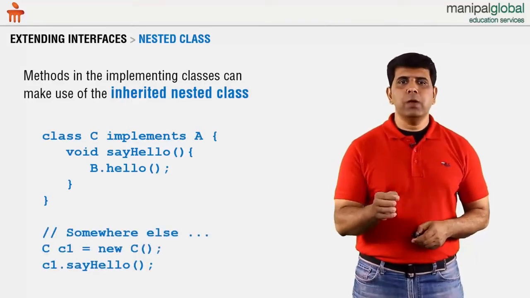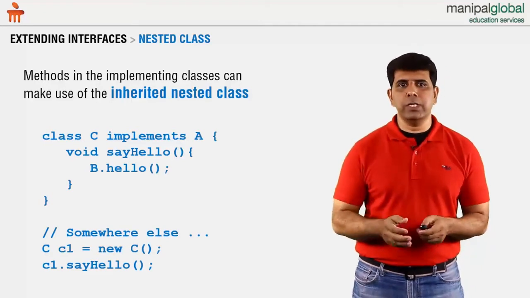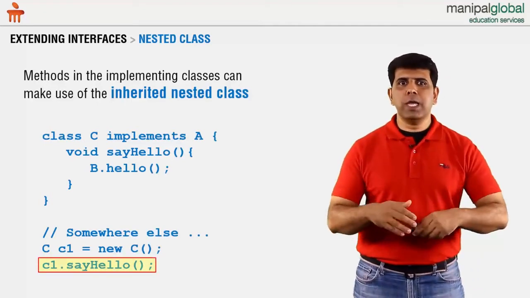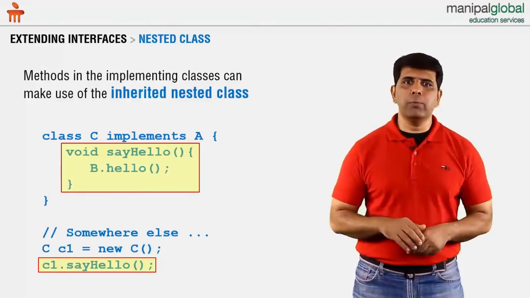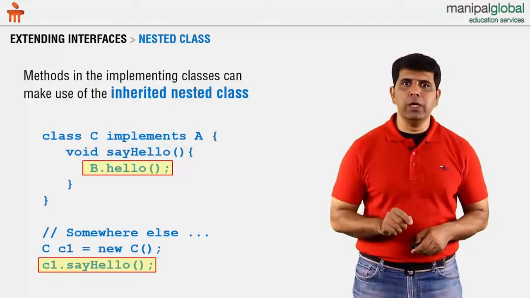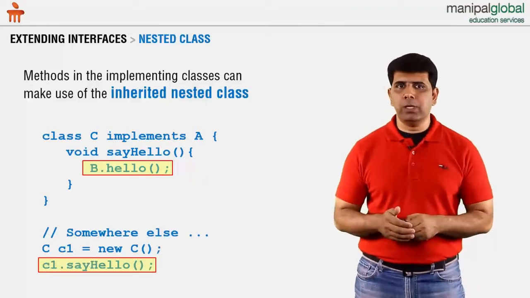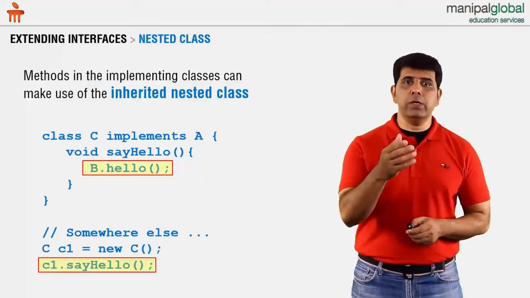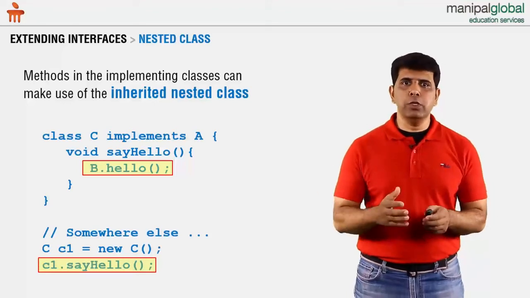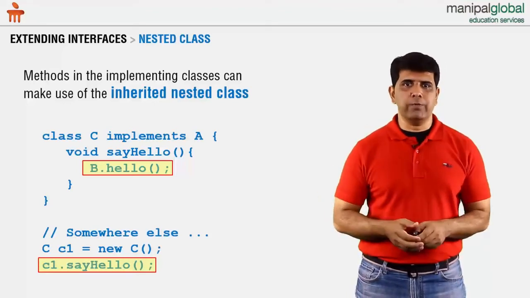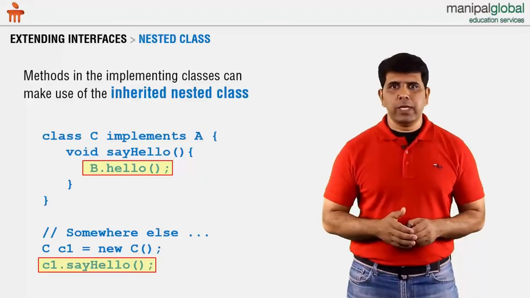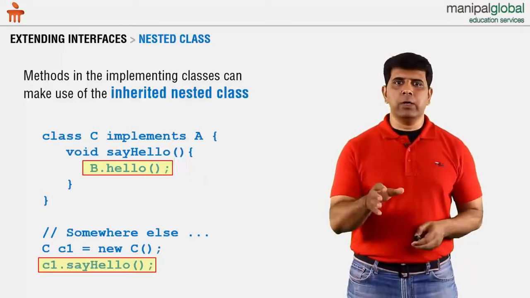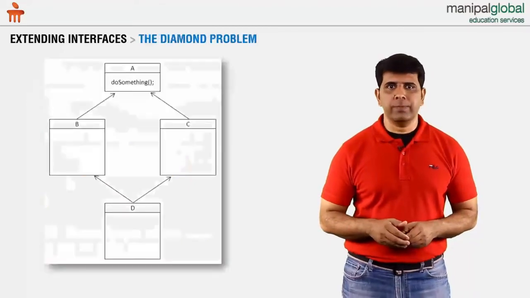Now somewhere else, when we say C c1 equals new C and call c1.sayHello, sayHello will internally call b.hello. Of course, if you remember, hello is a static function in the B class, so we are able to call that. Otherwise, you can still say B b1 equals new B and call b1.hello. That is perfectly alright. Which means any class that implements interface A can benefit from these particular nested classes.